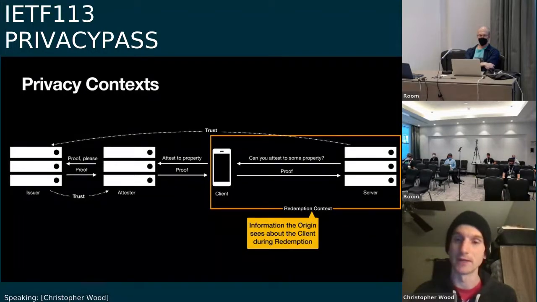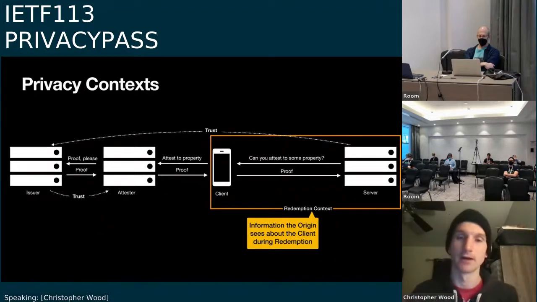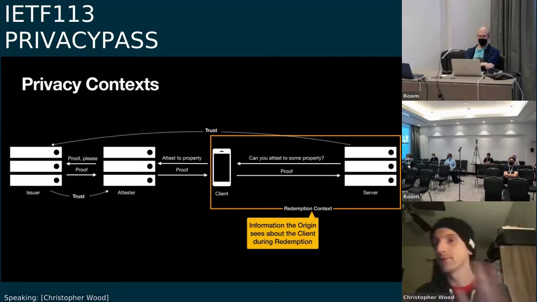So that might be the origin name itself, because the origin is information about that particular redemption context. Might be the timestamp of the redemption event. Might be the client IP address. Whatever information there is about a particular client interaction when redeeming a token with a particular server.